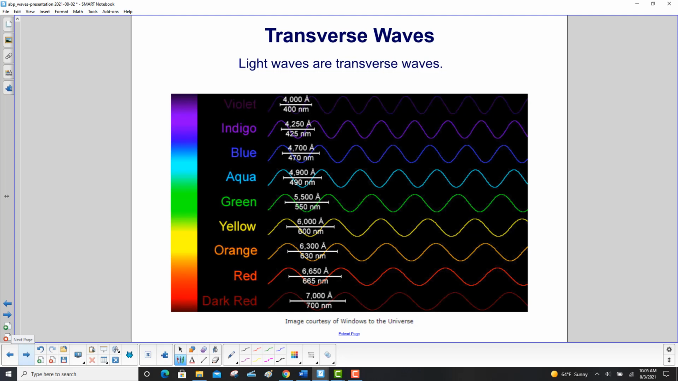Light waves are transverse waves. So the light is going in this direction, but the electric field and the magnetic field that make up the light, the photons, are vibrating in that direction, or coming out of the page and going into the page. So it's perpendicular to the motion, a transverse wave.